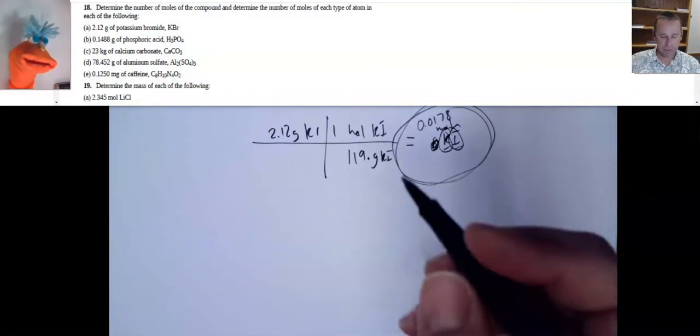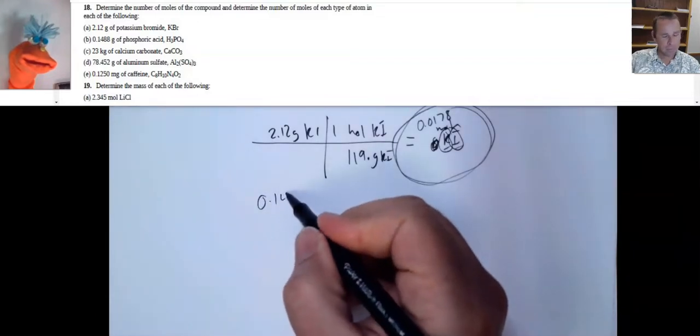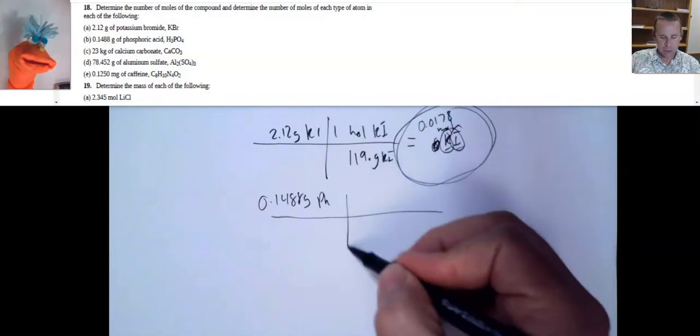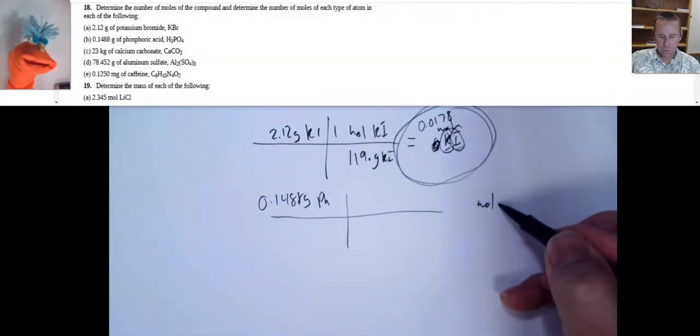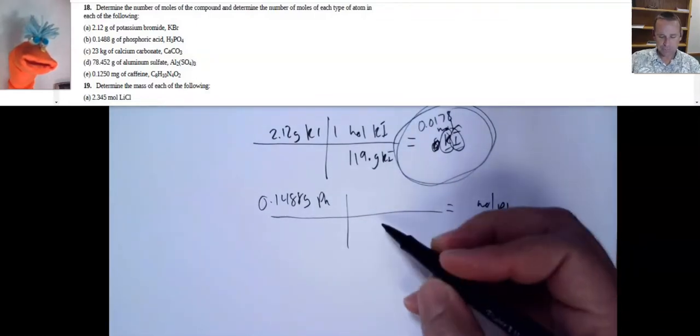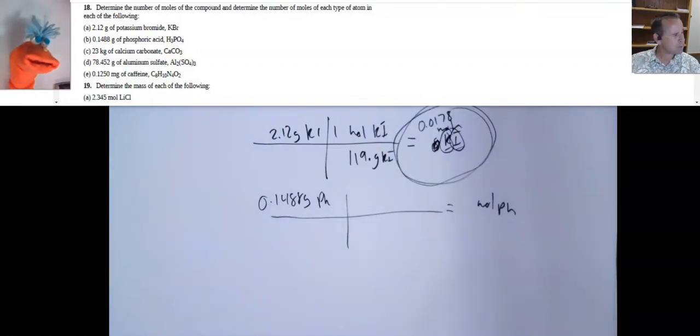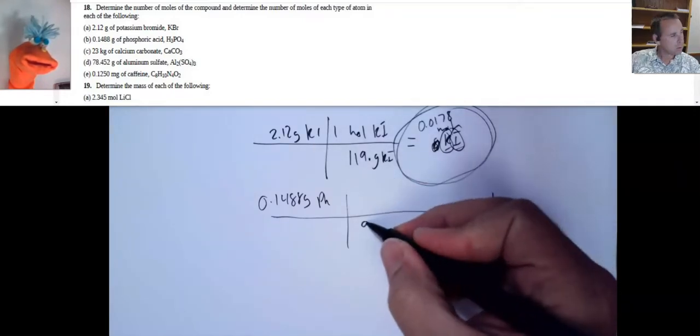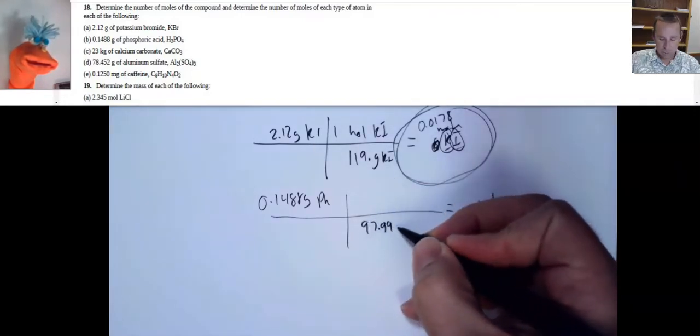0.1488 grams of phosphoric acid. Grams of the phosphoric acid, we'll call it pH there. And I want to know how many moles of the phosphoric acid. To find that, I need the molar mass of phosphoric acid. The molar mass of phosphoric acid is 97.99 grams per mole.